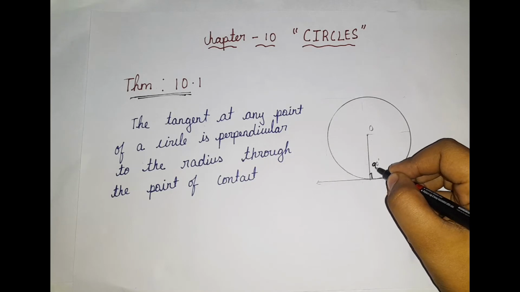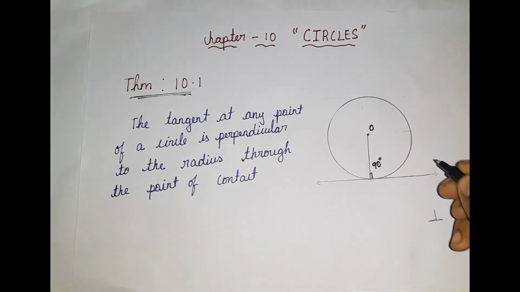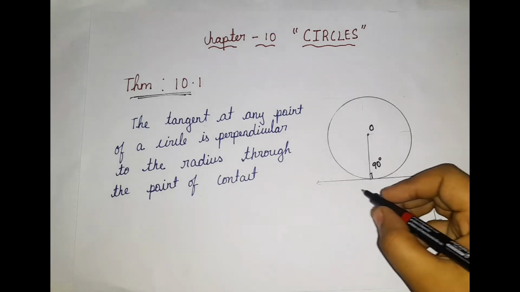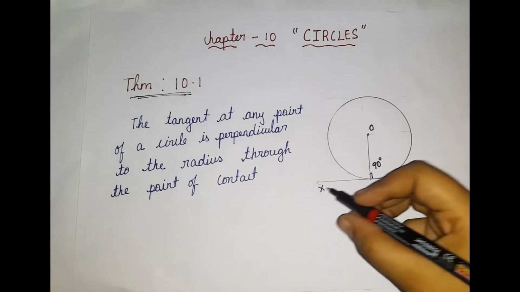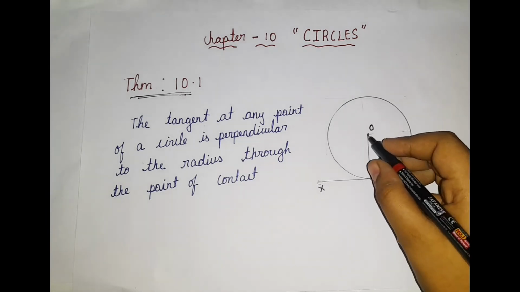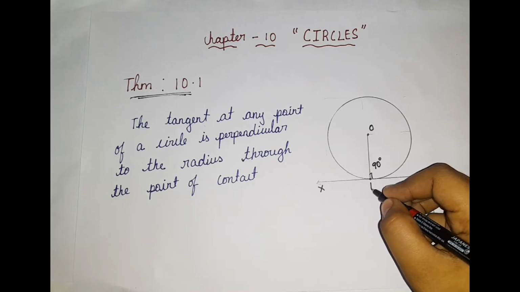So it is 90 degrees. Here this point is denoted as O. We can also name the tangent, that is X and Y. Here this is X and this is Y, and this is a radius, so radius O, and here this is P.